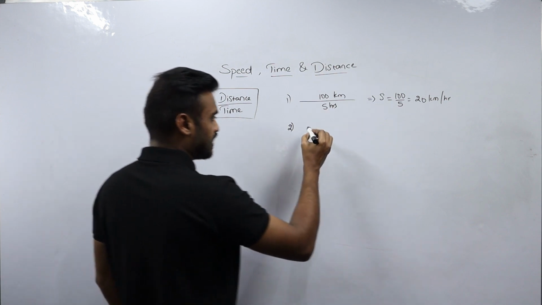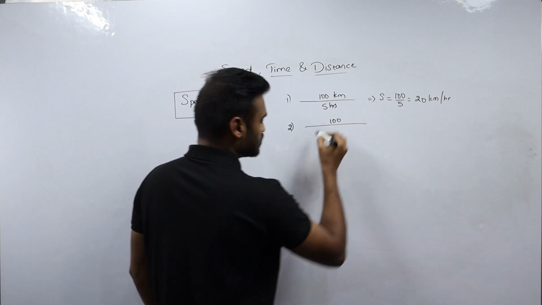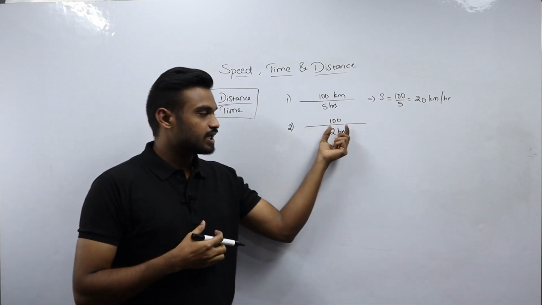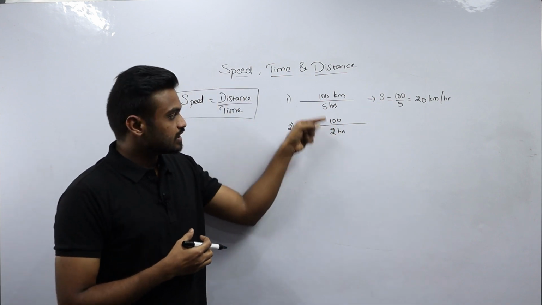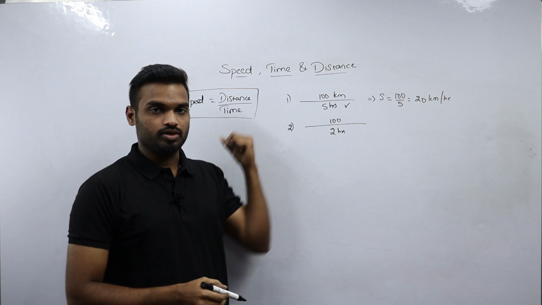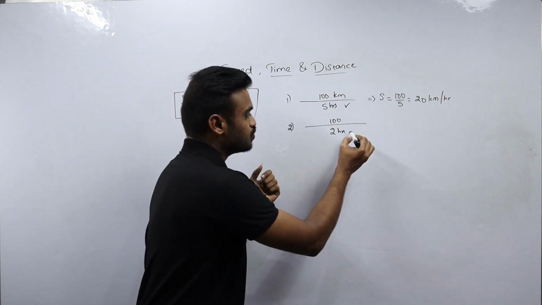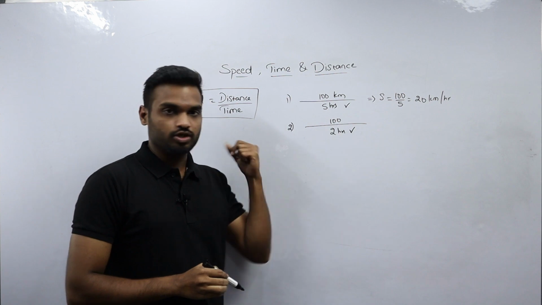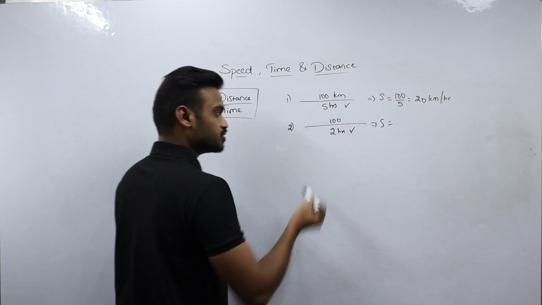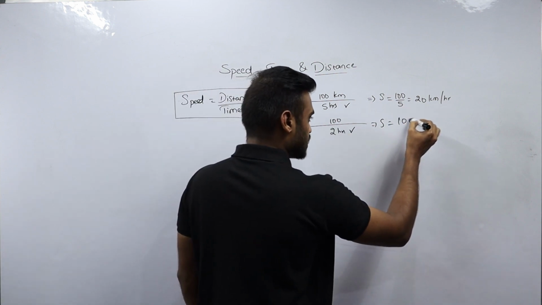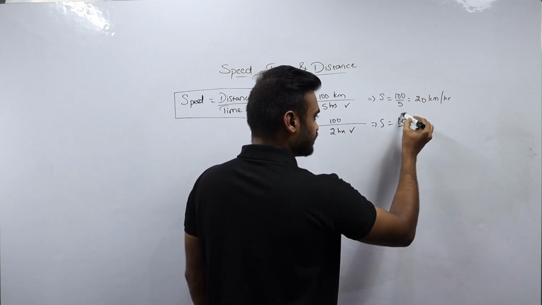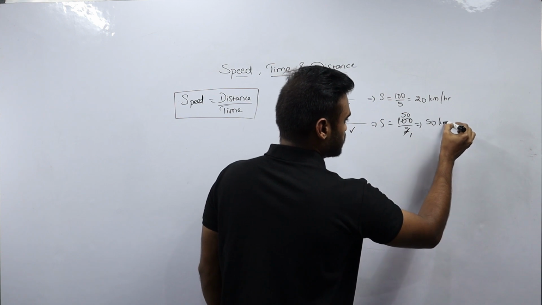Suppose assume that I traveled the same 100 kilometers in 2 hours. Here the time taken is decreasing, right? In the first case, I took 5 hours to complete this 100 kilometers. In the second case, I took 2 hours to complete the total distance of 100 kilometers. Now what is the speed? Speed is nothing but distance by time. The total distance is the same 100 kilometers and the time taken is 2 hours. So the speed will be 2 ones are 2, 2 fifties are 100, so 50 kilometers per hour.